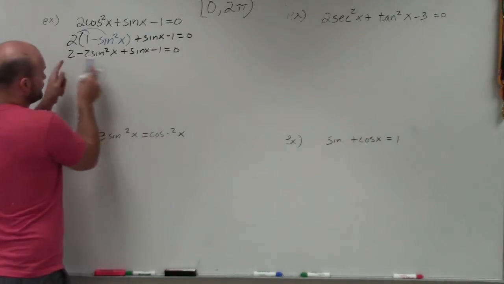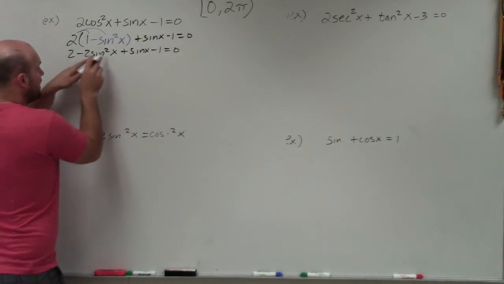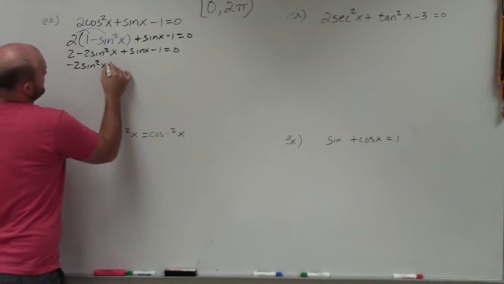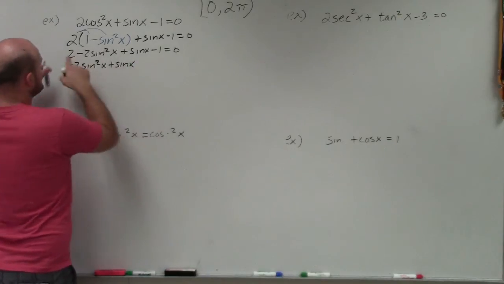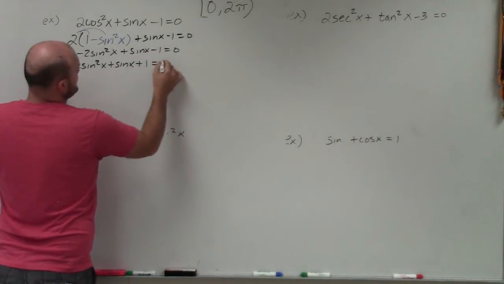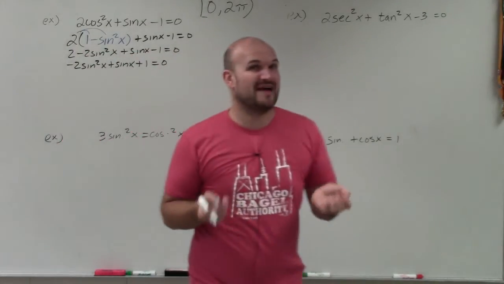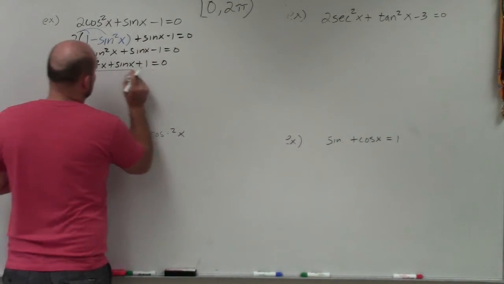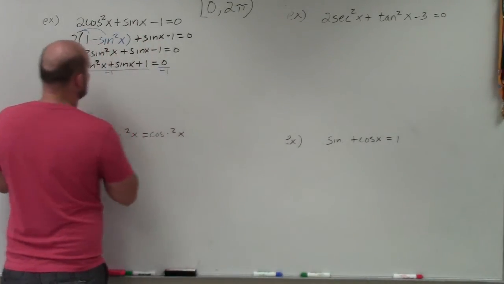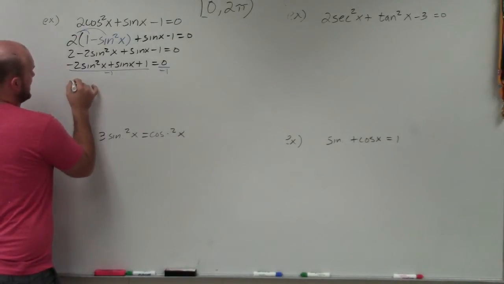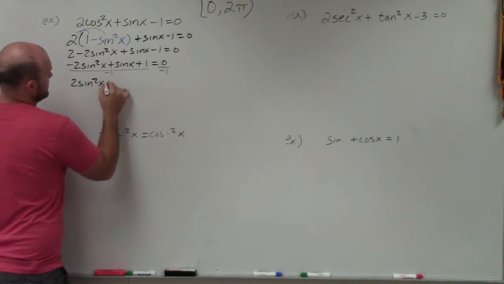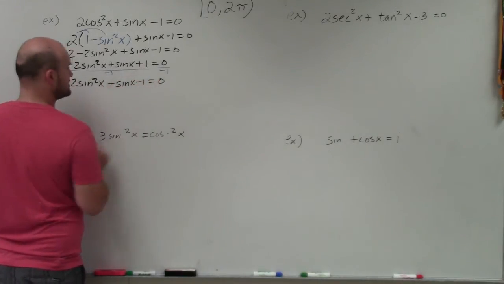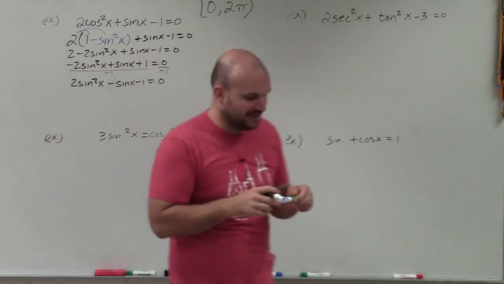Okay? Now I'm going to rearrange this so I have the largest power first. I rearrange this as negative 2 sine squared of x plus sine of x, and 2 minus 1 is going to be a positive 1, equals 0. Now, I don't like factoring when my first term is negative. So I'm going to divide both sides by negative 1. As long as you're doing the same operation to both sides, you're not changing the problem. By doing that, I now obtain 2 sine squared of x minus sine of x minus 1 equals 0. For me, that's much easier to factor.